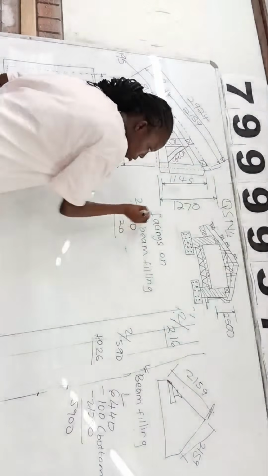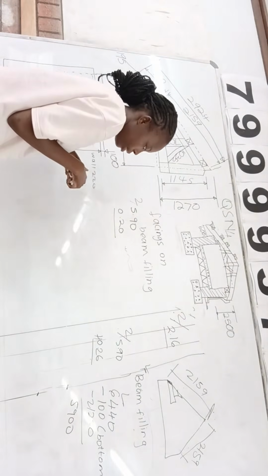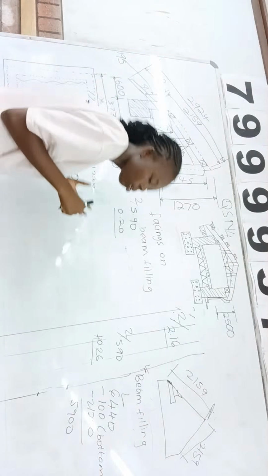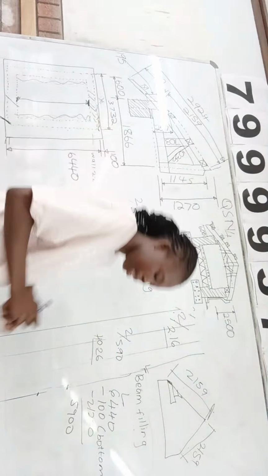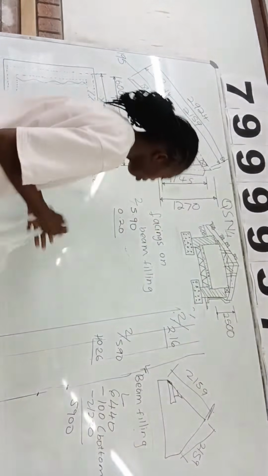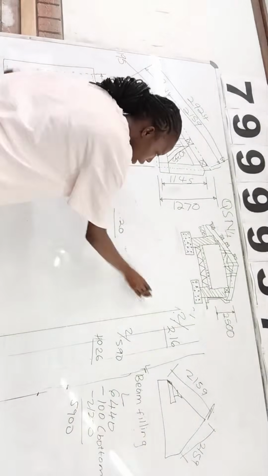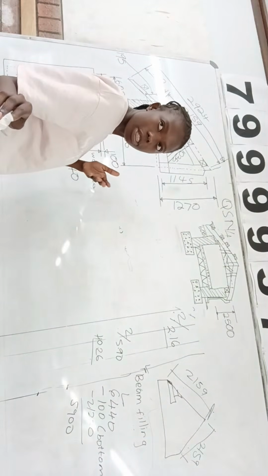And then now we move. This is still inside a bracket. So we've done the facings on the beam filling. Now we're going to the wall plate. Have you understood everything so far? Another question?